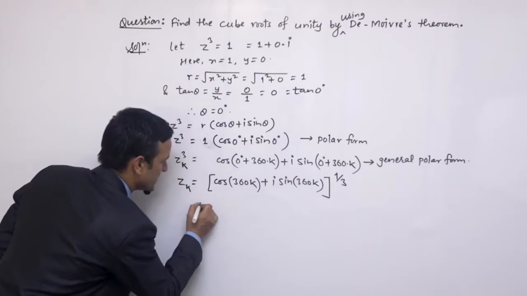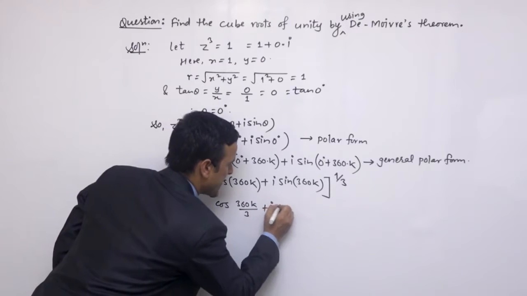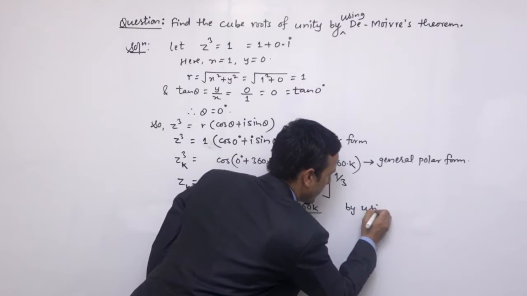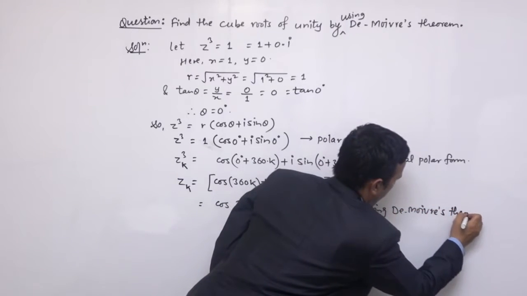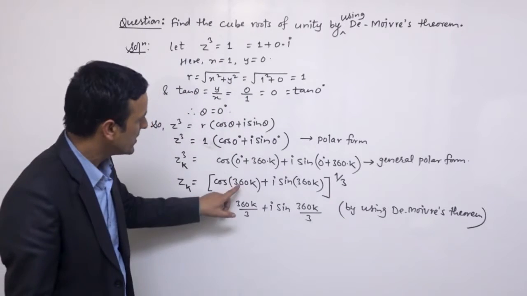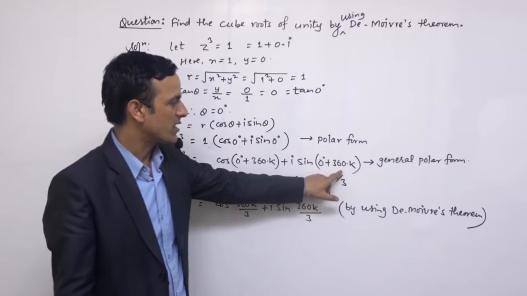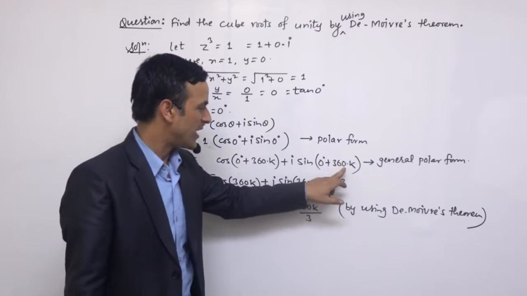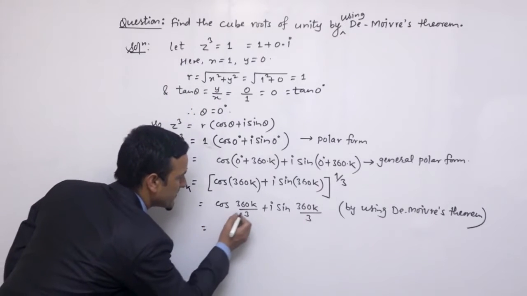Now we can use De Moivre's theorem. So cos(360k divided by 3) plus i sin(360k divided by 3). So this is obtained by using De Moivre's theorem. In this step we used De Moivre's theorem: the given angle is multiplied by the power n. 360k is theta, and theta into n, where 1/3 is n, gives this result. This is also theta, this is also n. So writing n theta gives this step. Now we can simplify it like this also.